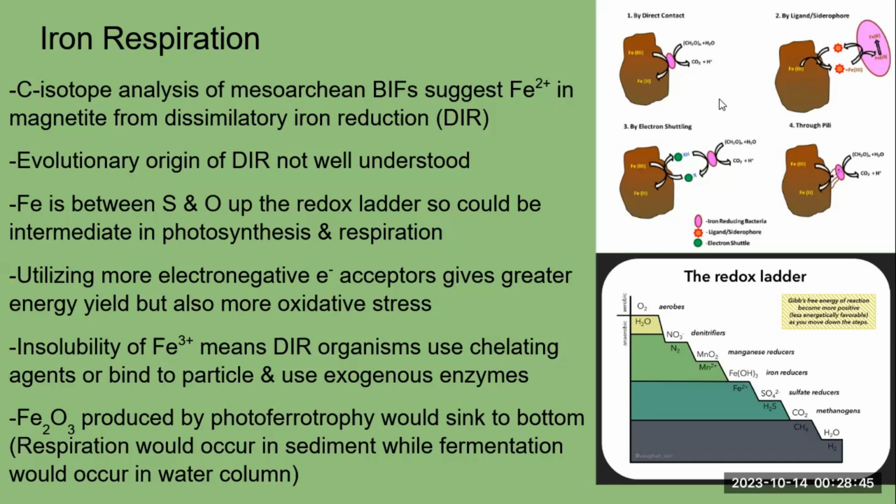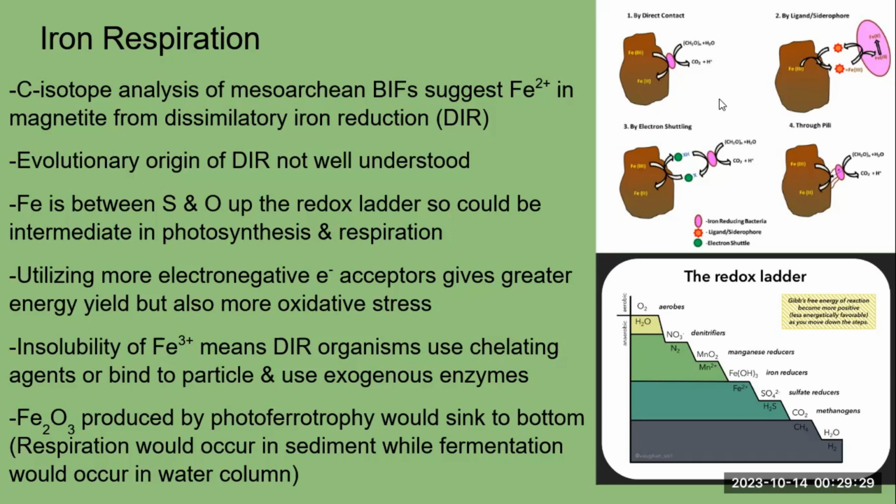This further suggests that dissimilatory iron reduction, or DIR, had evolved during the Mesoarchean, possibly taking advantage of the iron 3 produced by photoferrotrophs. Regrettably, the evolutionary history of DIR is not well understood, but in terms of electronegativity, iron is between sulfur and oxygen on the redox ladder. Utilizing a more electronegative electron acceptor will produce a greater energy yield for every mole of organic carbon oxidized, but there's also a trade-off because these also induce greater oxidative stresses. As microorganisms evolve mechanisms to cope with these stresses, they can be thought of as climbing the redox ladder.